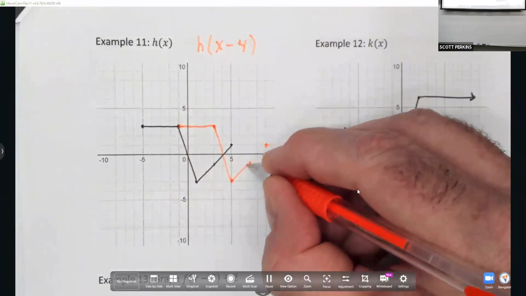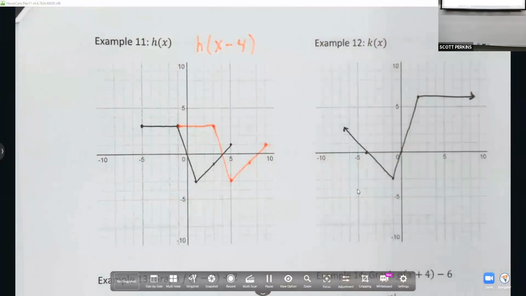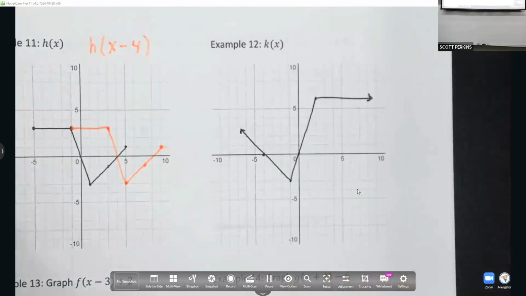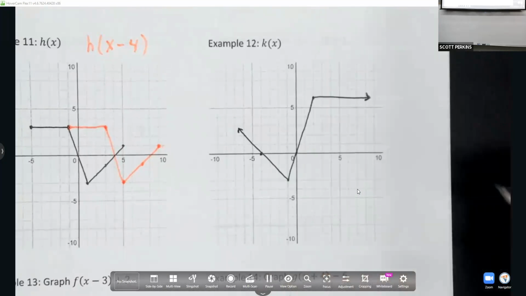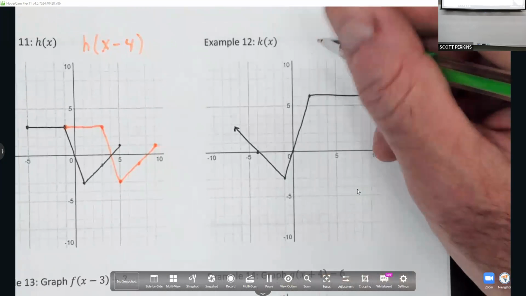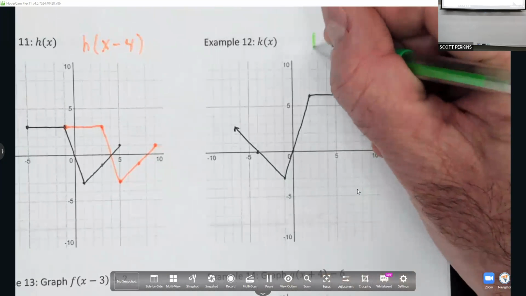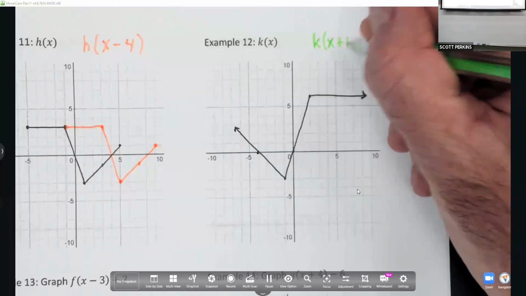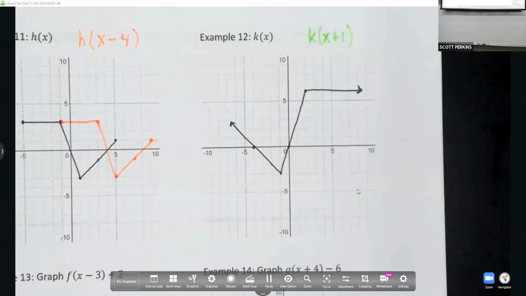I didn't ask for the domain and the range, but if you gave it, it's the domain of this one that is affected, and you added 4 to both the low part of the interval and the high part of the interval. All right, one more of these, and then just a few more problems. You've done great. I appreciate your endurance today. Let's do k of x. Let's go plus 1. Just a little nudge.